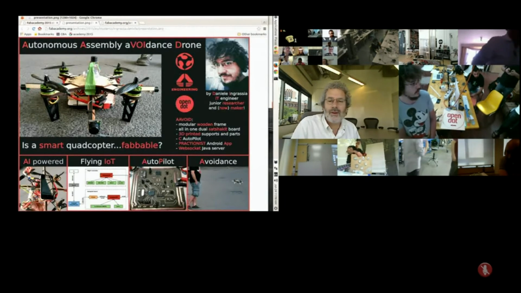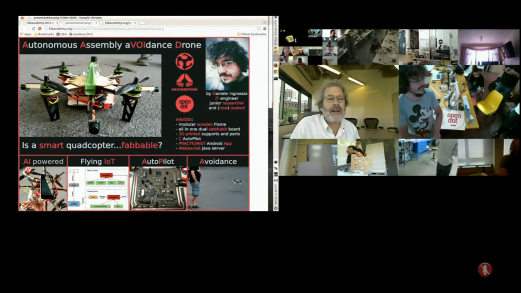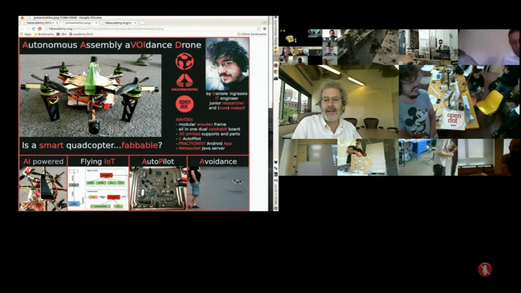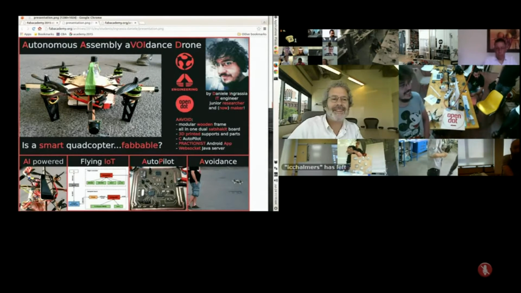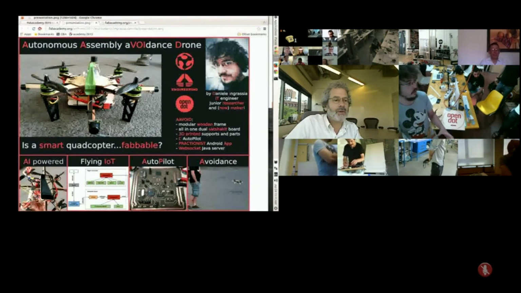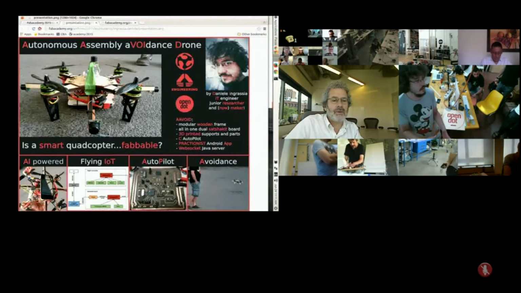Okay. I'm really impressed that Open Dot has got two drones flying. Yes. Okay. Good. So here you can see some parts of the drone. I mixed some technologies in order to get it smarter than the normal drones.